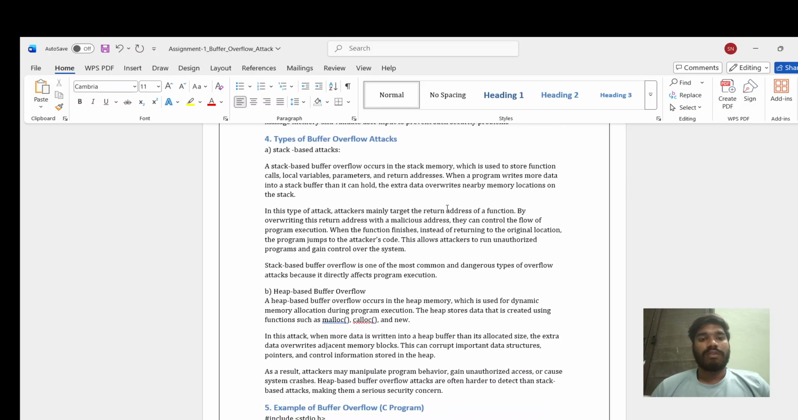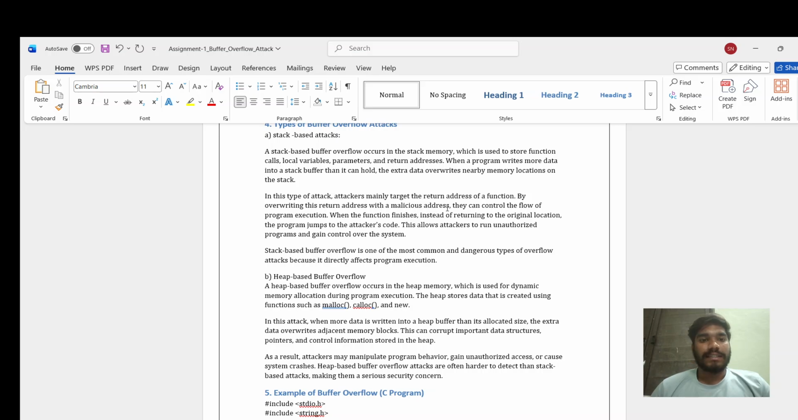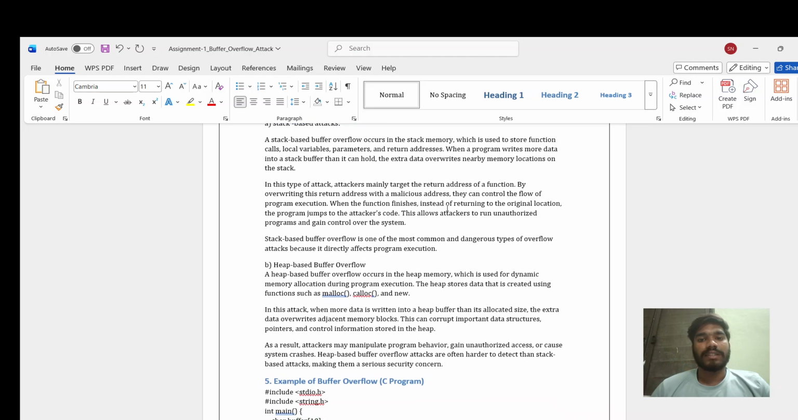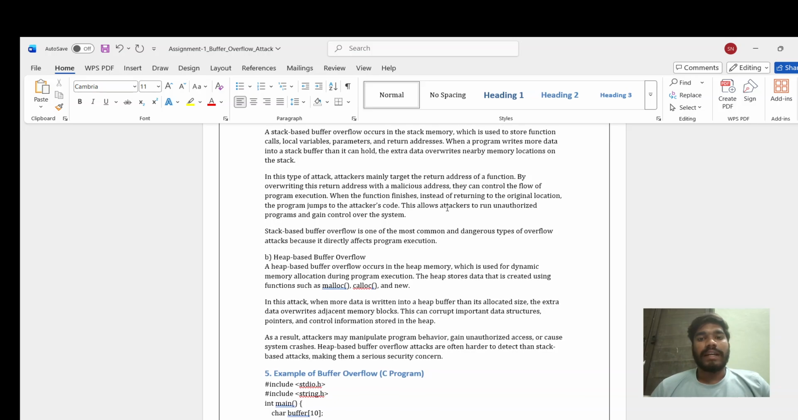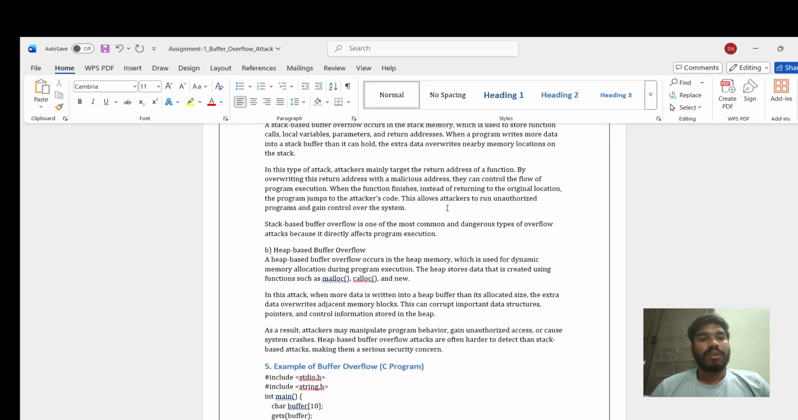Types of buffer overflow attacks: stack-based attacks. A stack-based buffer overflow attack occurs in the stack memory, which is used to store function calls, local variables, parameters, and return addresses, when a program writes more data into the stack buffer than it can hold. It can overwrite the nearby memory location on the stack.